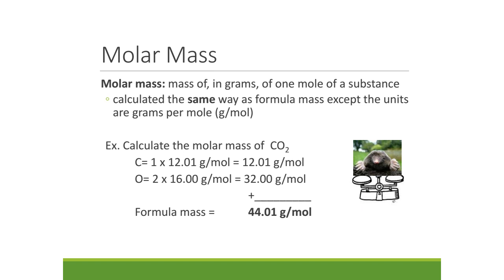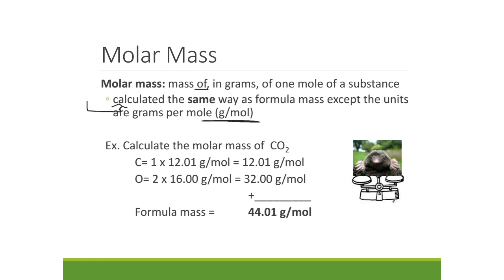So formula mass is awesome, but the units AMU are not super helpful. So molar mass is actually the unit that we're going to be using a lot more this year. Molar mass is the mass, and there's a typo here, it's the mass in grams of 1 mole of a substance. Good news is, I know I just taught you a calculation, but molar mass is actually calculated in the exact same way as the formula mass. The only difference is that our units are grams per mole.